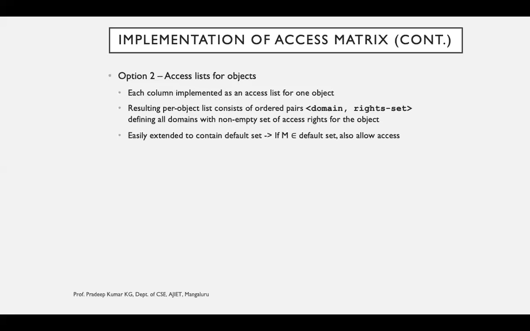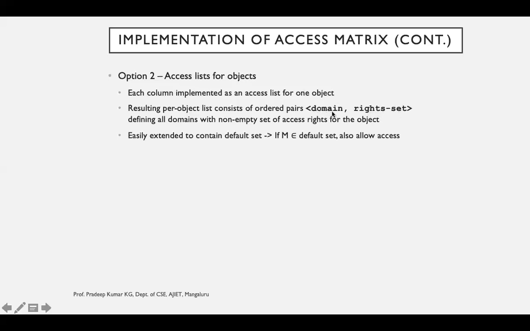So how to deal with that access list? That is the per-object list, and that is what I am trying to highlight. Per object list: each individual object should have its own access list. It should consist of ordered pairs in the form of domain and rights set.